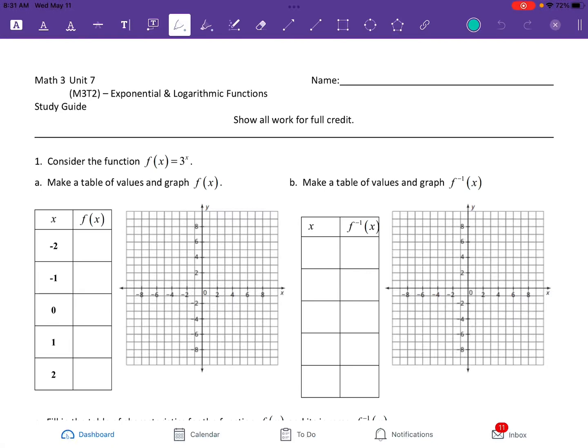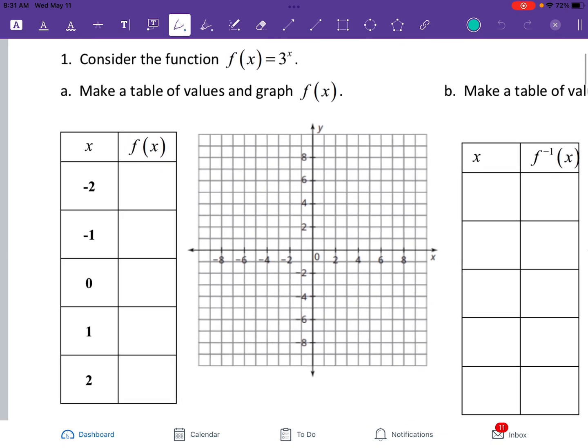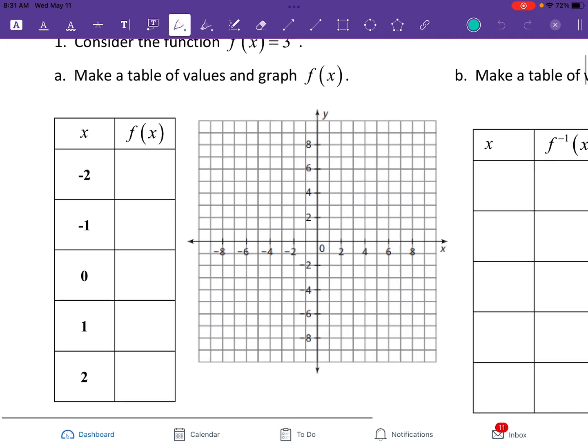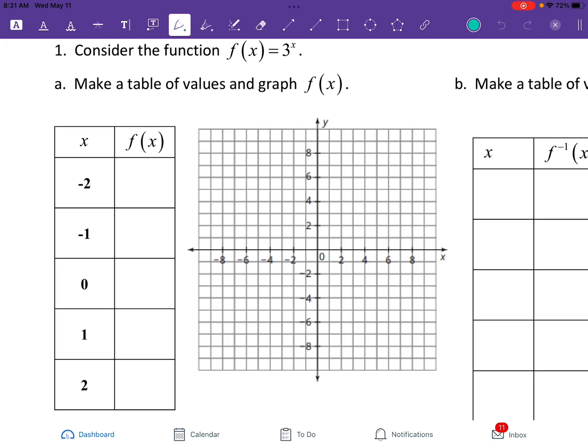So this is the review key video for the Unit 7 review sheet. So here we go. We have a function. What we want to do is we have a table of values. We want to be able to fill in the table and graph those points on our coordinate plane given this function.